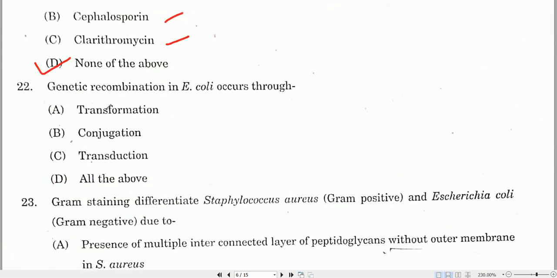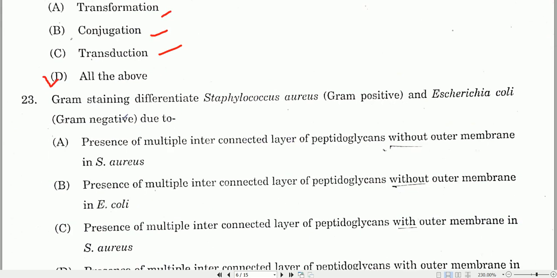Coming to question number 22. Genetic recombination in E. coli occurs through all of the above: transformation, conjugation, transduction. Question number 23. Gram staining differentiates Staphylococcus aureus, that is gram positive, and Escherichia coli, that is gram negative, due to the presence of multiple interconnected layers of peptidoglycan without outer membrane in Staphylococcus aureus. So option A will be the correct one.